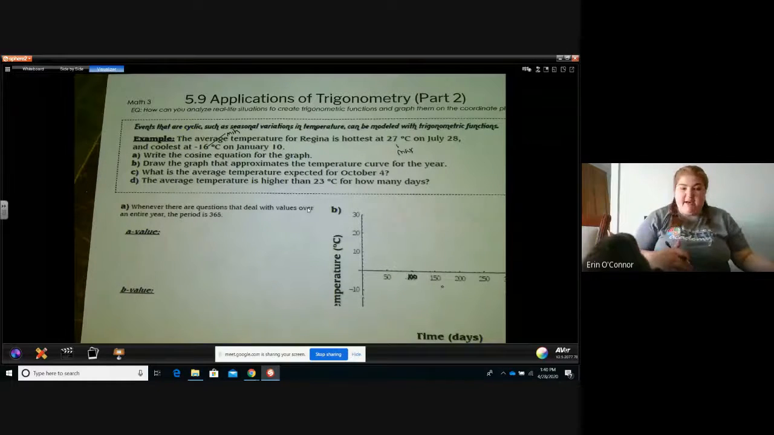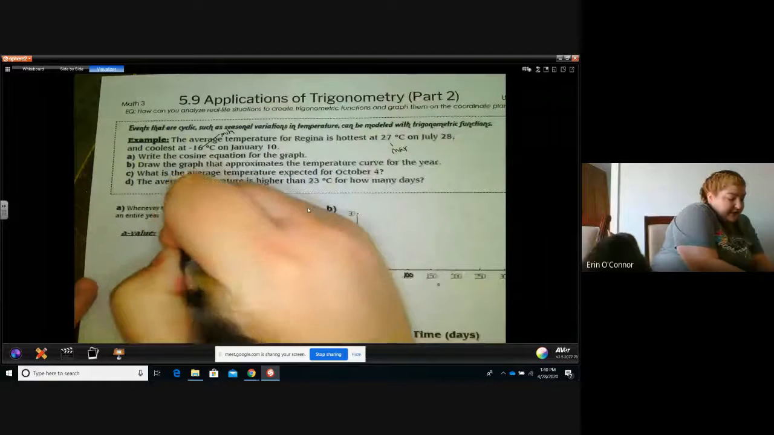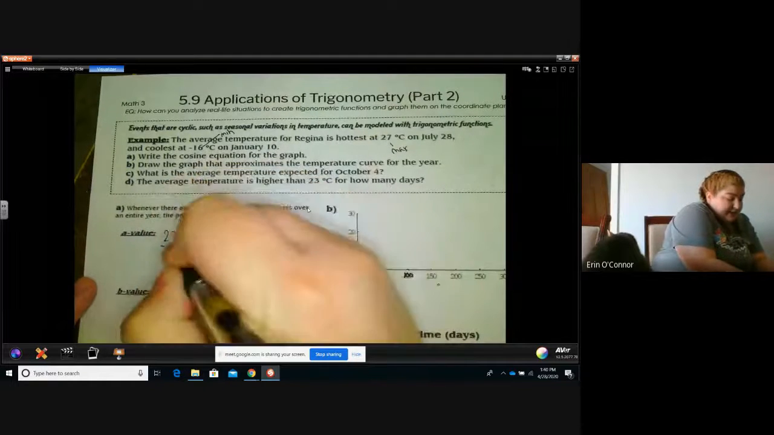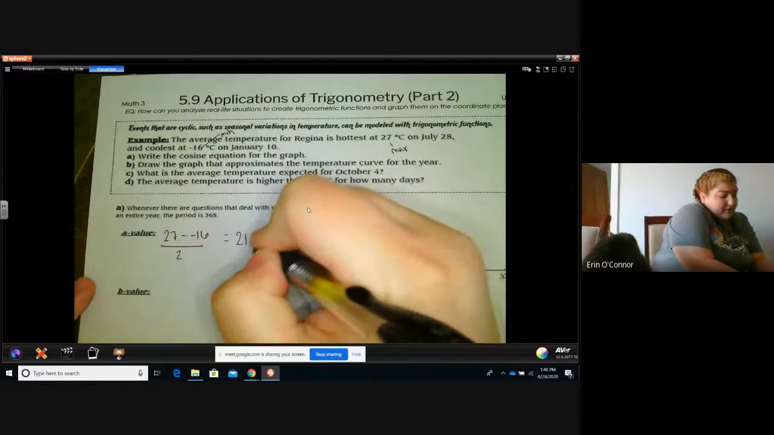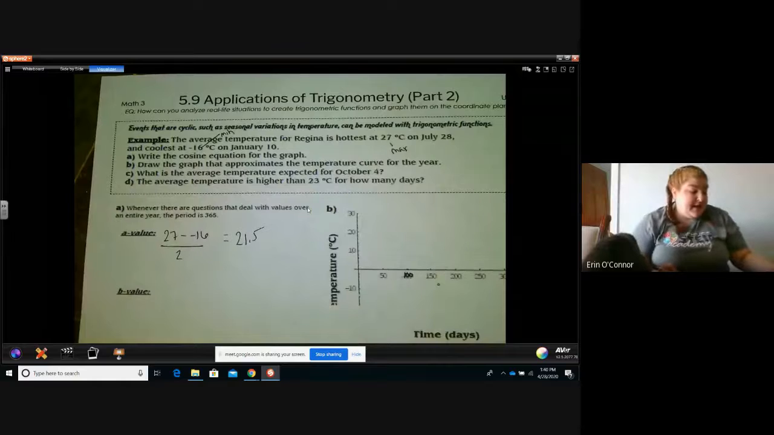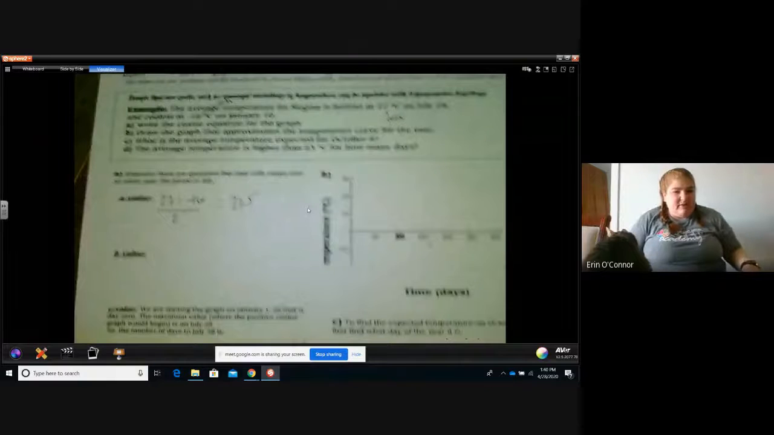Well, the A value is the maximum minus the minimum divided by 2. So 27 minus negative 16 divided by 2. This is 43 divided by 2, or 21.5. So that's my A. And this is going to be a cosine equation, so we're not going to worry about max or min, like if it's starting. It's just going to be a regular 21.5. And when we get down to the C value, I'll explain why that's the way it is.